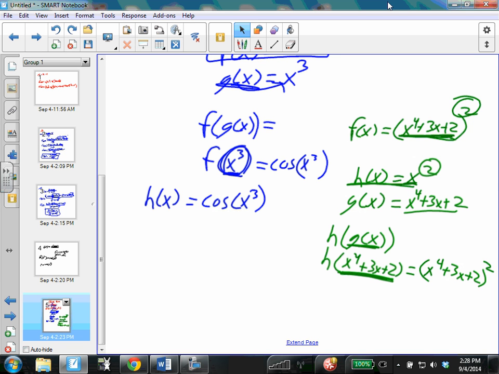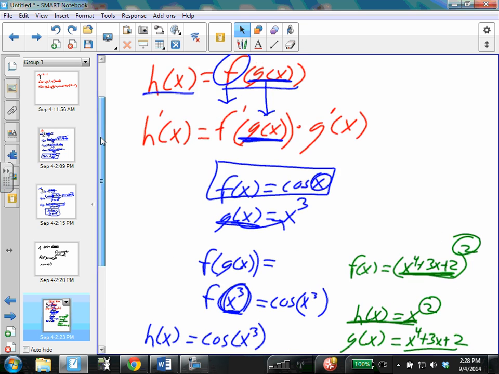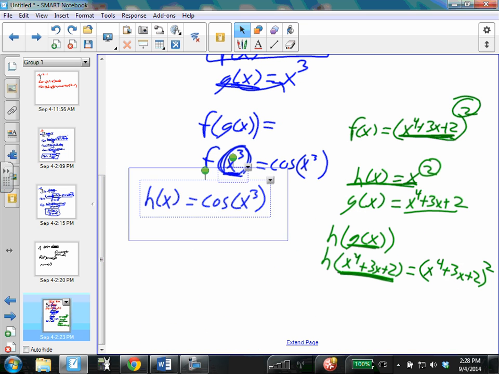Now, it won't necessarily be something that you have to do, to break them apart like I did right there. But it is good to be able to recognize that this is inside of that, right? You're looking for something to say, hey, this function is inside of another function, so that we can then actually use the chain rule, okay?